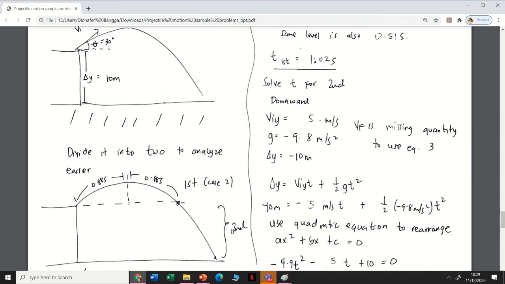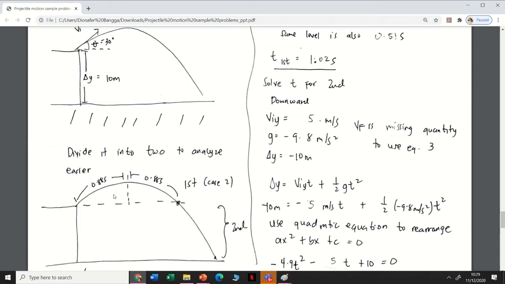So to use the time symmetry, you can just focus on one part of this, half of this parabola. Kasi if you will be able to get the time of that half of the parabola, you can just multiply it into 2 to get the total time of that parabola, since we know that we have the concept of time symmetry. Right?